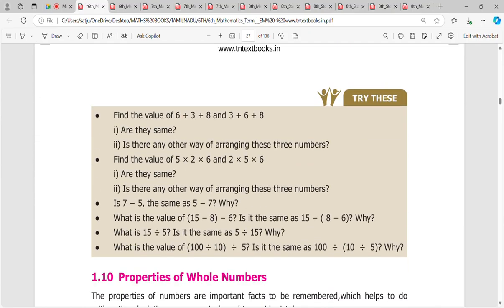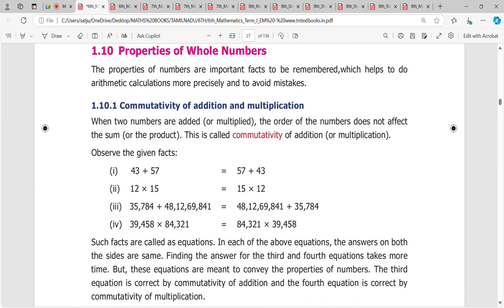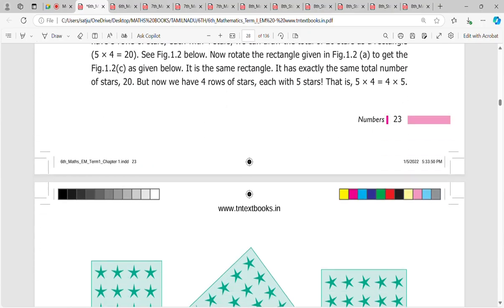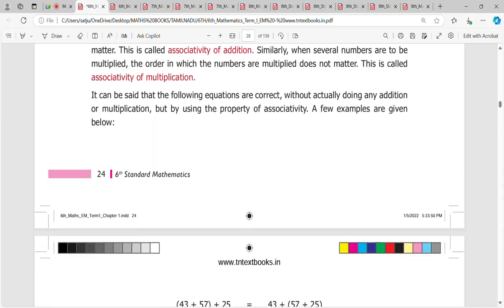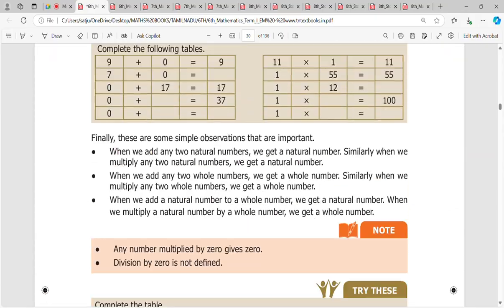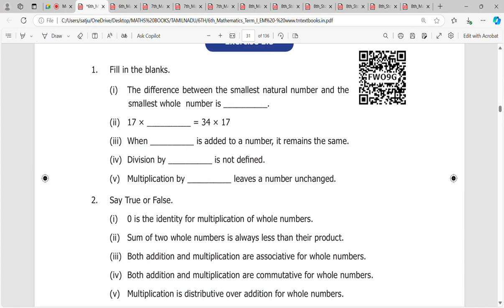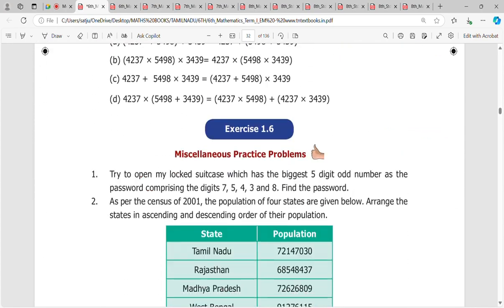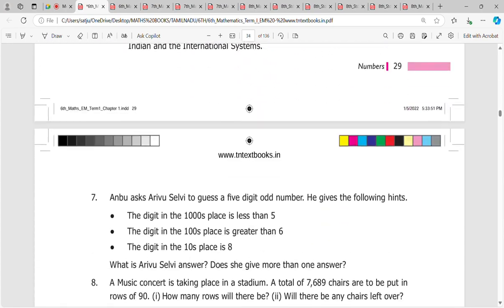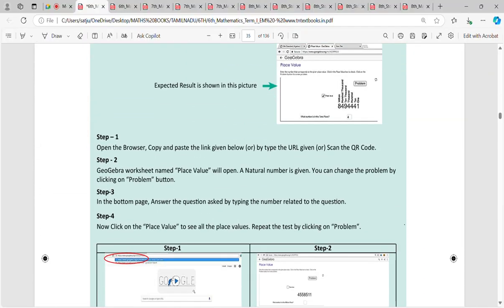Anyhow, I'll teach you number system elaborately. Here properties are not required. Those things are all for your school students, not required here. You have to move on with the mensuration part. So that is the measurement part.